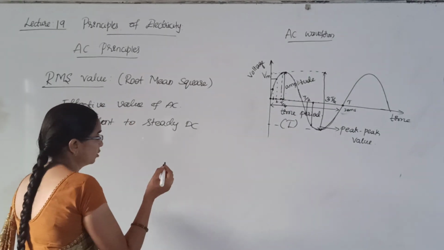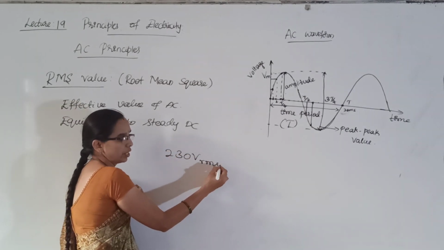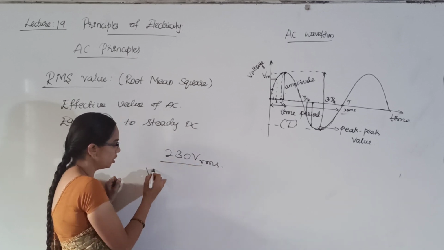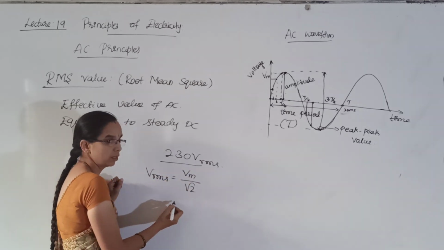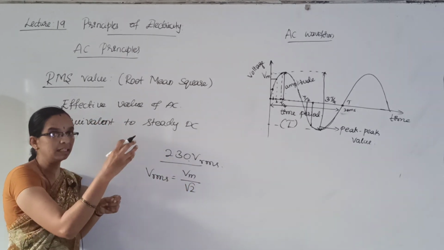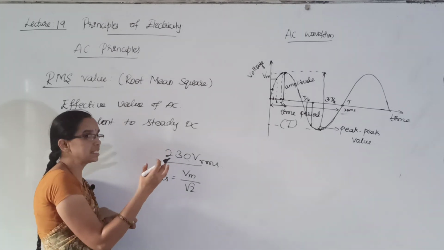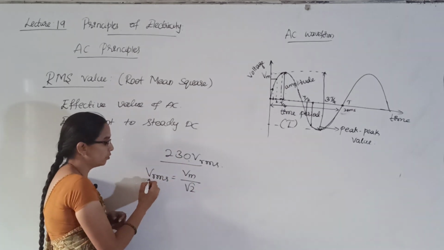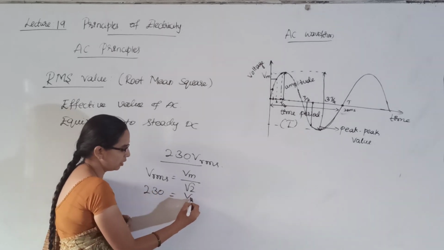In our domestic use, how much are we getting? 230 volts, that is the RMS value actually. So using this you can calculate, we know the RMS value, VRMS is equal to Vm by root 2. So we know the RMS value which is coming when you plug in your iron box or your mixer grinder or any fridge. That plug is getting how much? It is 230 volts VRMS value.